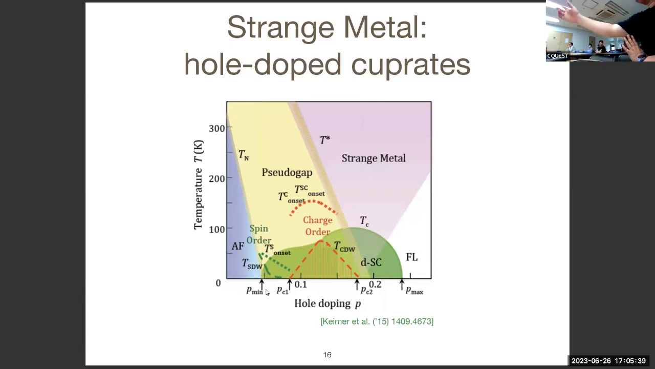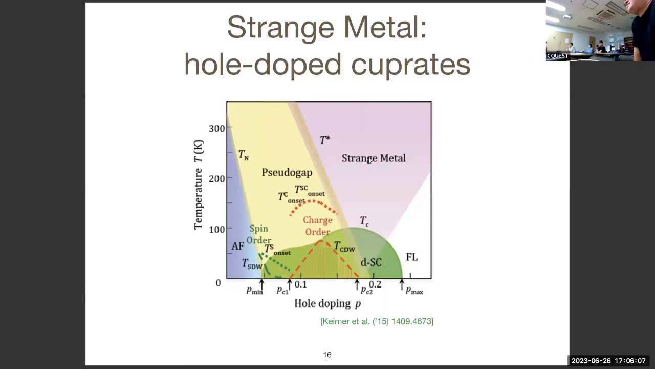I'd like to ask some basic terminology. SC means the d-wave superconductor. What is the AF? Antiferromagnet. What is the SDW and CDW? SDW is spin density wave. And none of this matters. Let me assure you, none of this matters. The only thing I'm interested in is the strange metal.